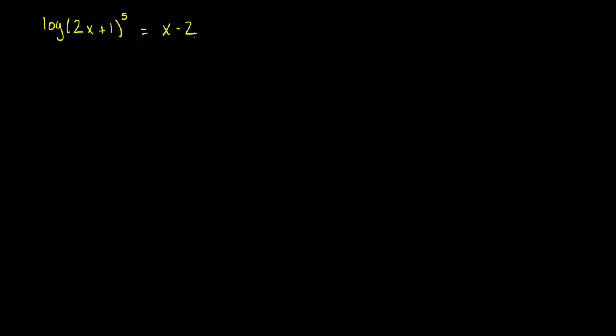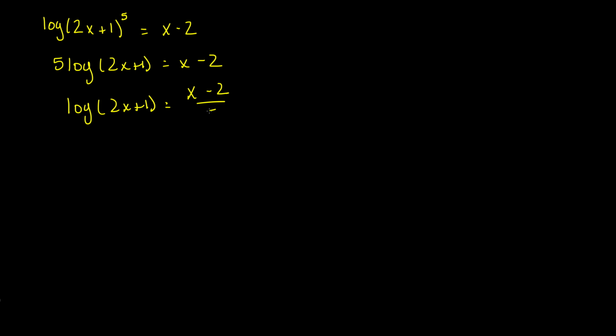Something that I can do, and I'll just start out, is I will try to solve this. So I get 5 log of 2x plus 1 equals x minus 2. And then I'm thinking, okay, well, I'll divide by 5. So I'll get log of 2x plus 1 equals x minus 2 to the fifth. And then I think, okay, well, the only way that I can rid myself of this log is if I raise everything to the base of the log, which is 10. So now I have 2x plus 1 equals 10 to the power of x minus 2 over 5.